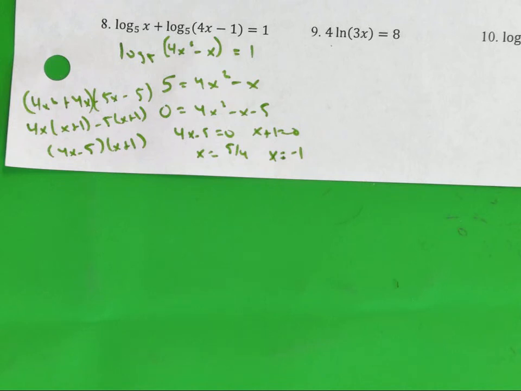Because what do we really have to worry about in logs? Logs are not defined for what type of numbers? Negative. Very good, Gracie. If I put a negative 1 right here, a negative 1 right here, can I have a negative 1 next to a log? No, do you remember that? So that's not your answer. Your only answer is 5/4.